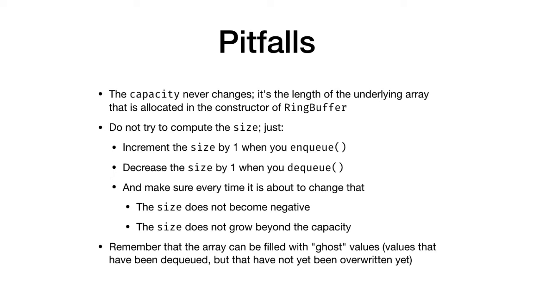And then finally, remember that the array can be filled with ghost values. So in the example that I provided you, notice how I grayed the values when we weren't interested in them, but they didn't go anywhere. They were still in the array until they were waiting to be overwritten the next cycle of the ring buffer. Okay?